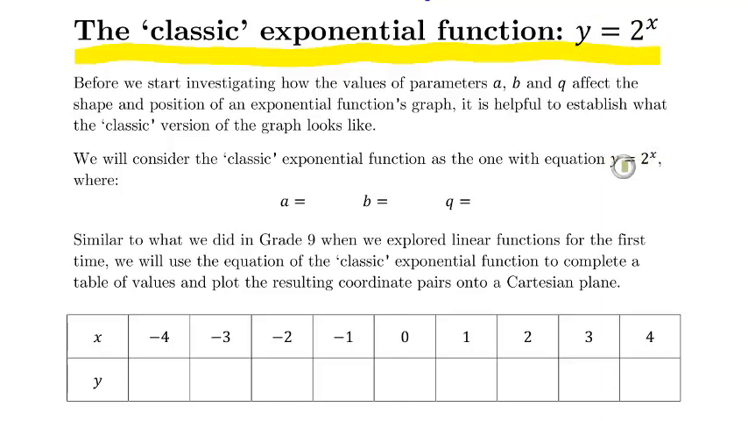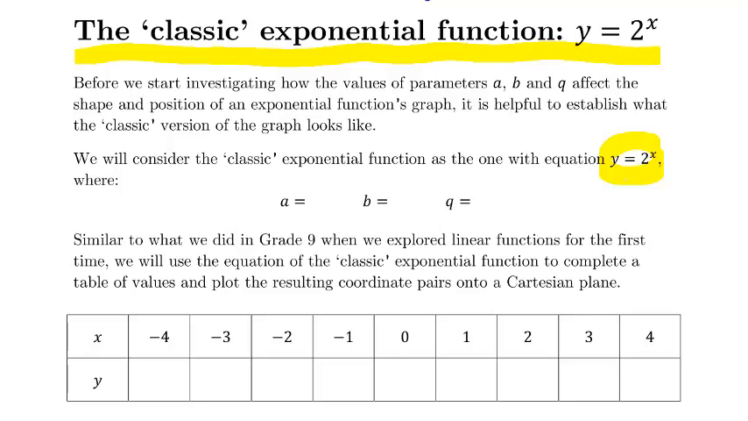And if we know what this looks like, then we can start messing around with the a, b, and q values and see what that does to the classic version, okay? So we're going to consider the classic exponential function as the one with the equation y equals 2 to the x, where the a, b, and q values are as follows.